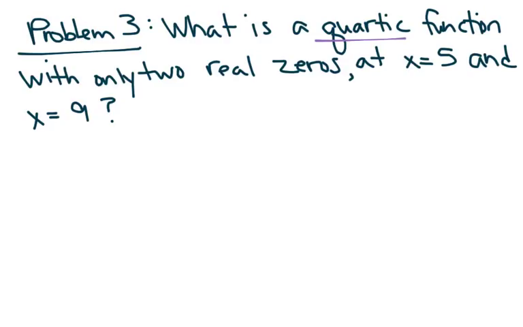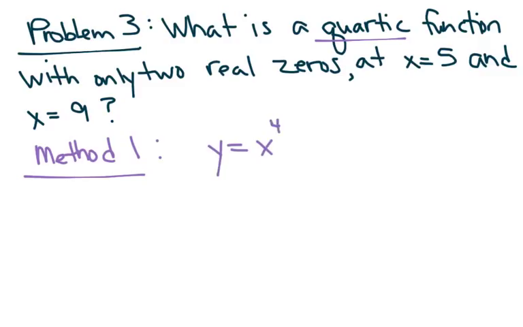There are 2 ways that we can go about doing this problem, and you're probably going to like the second method better than the first method, but I present them both to you anyway. The first method is going to be using transformations. So, transformations mean, what's the parent function? Well, the parent function of a quartic function would be y equals x to the 4th. If you graph that on your calculator, you're going to see something that looks like this. It kind of looks quadratic, but it's a little flatter near the vertex.